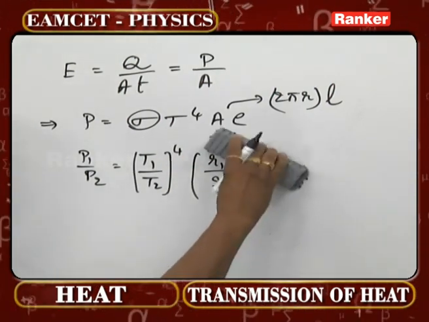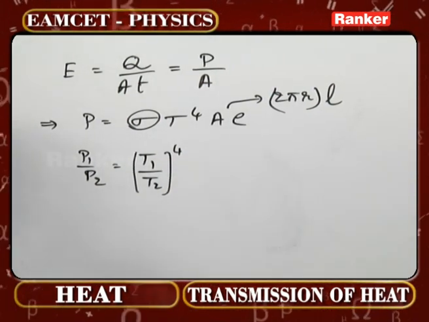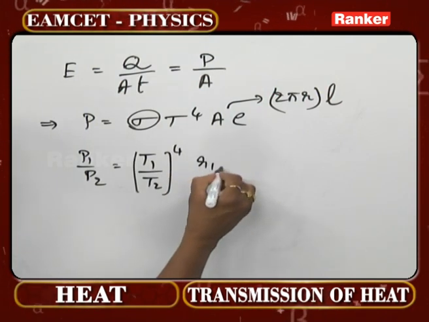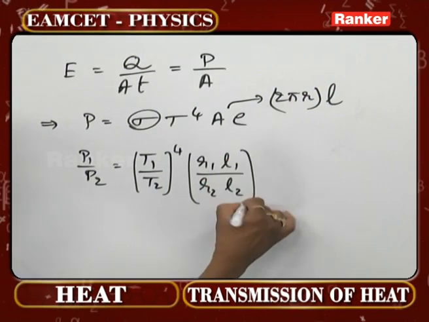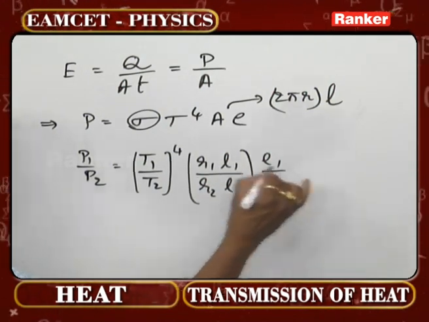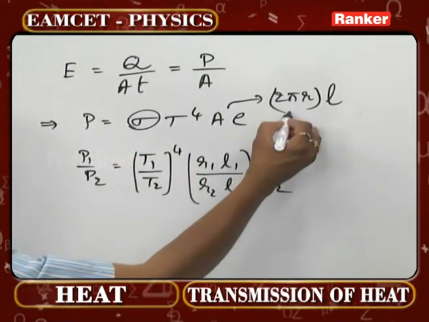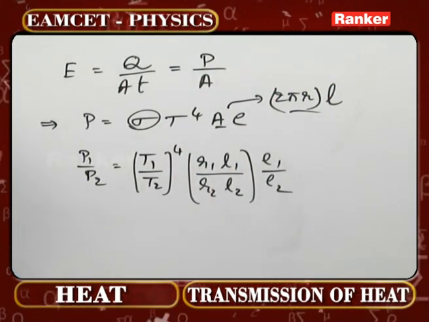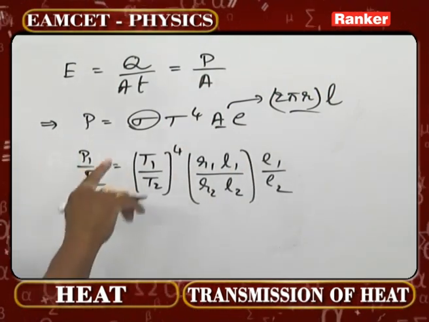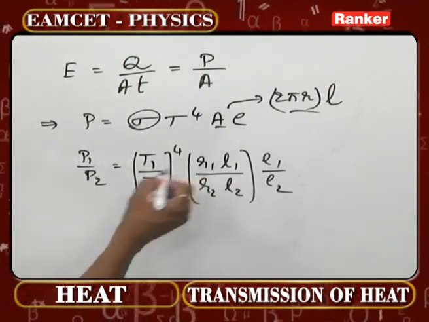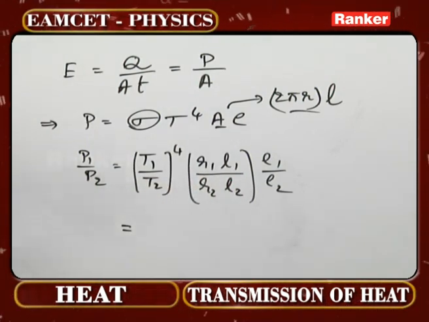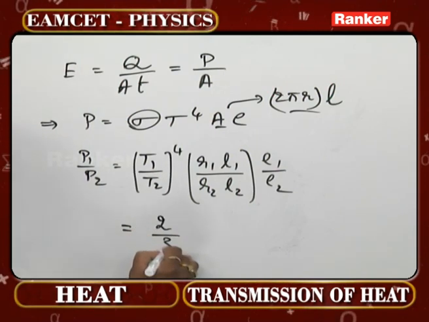So what to write in this particular equation, carefully you observe now. It is to be taken R1L1 by R2L2, that into E1 by E2. That is the final formula. Don't be mistaken, this is not area of cross section. It is the surface area of the filament in each of the bulbs. That is the point. Now if you take T1 by T2, it's 2 by 3 whole power 4.